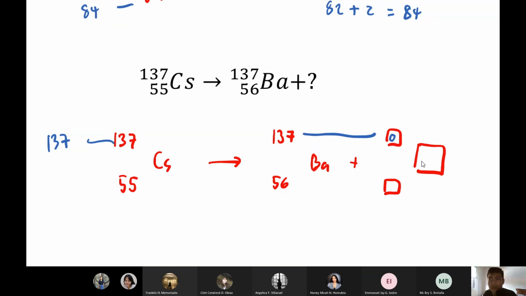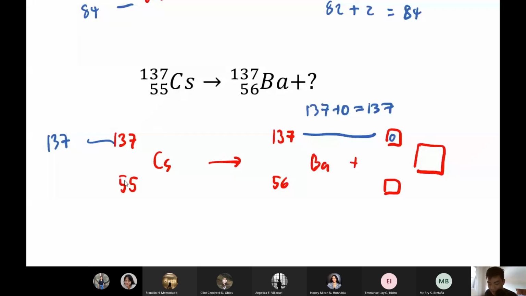So, anong particle kaya to? So, it could be a positron or electron. Kasi nga, sabi ko nga sa inyo, yung electrons, wala siyang mass. Virtually, walang mass. Okay? So, kapag 0 yon, most likely, electron yan o kaya positron. Okay? So, 137 yung taas. 137 plus 0, 137. Sulat ko dito. Ayan, so balance na yung taas.